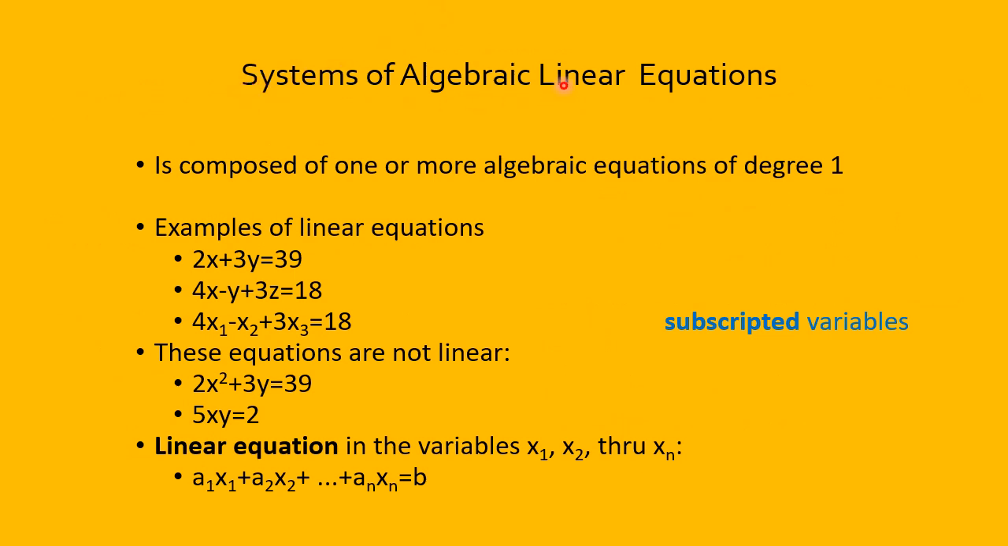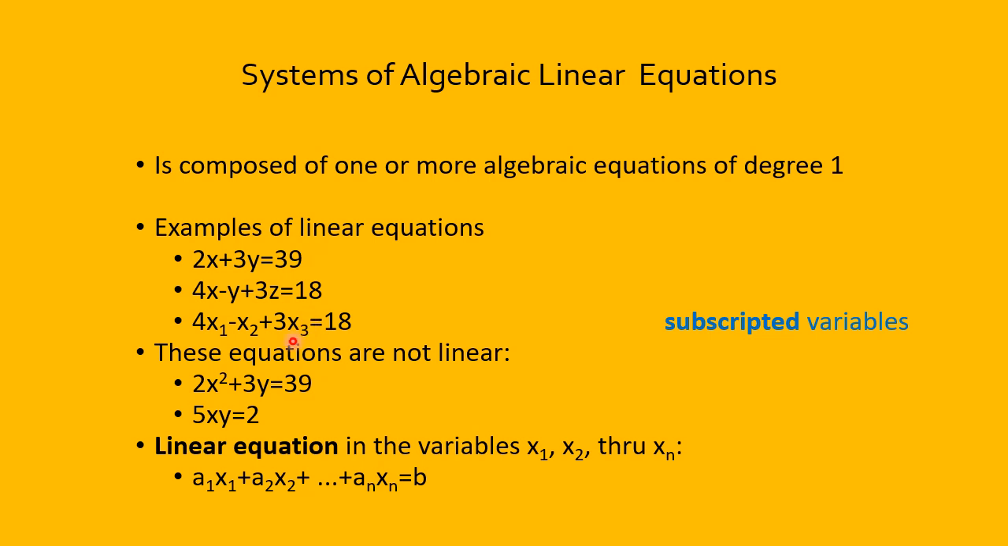A system of algebraic linear equations is composed of one or more algebraic equations, each of degree 1. Here, first are some examples of linear equations. 2 times x plus 3 times y equals 39. This is a linear equation in the two variables x and y, or we could say the two unknown values x and y. This one, 4x minus y plus 3z equals 18, is also linear.